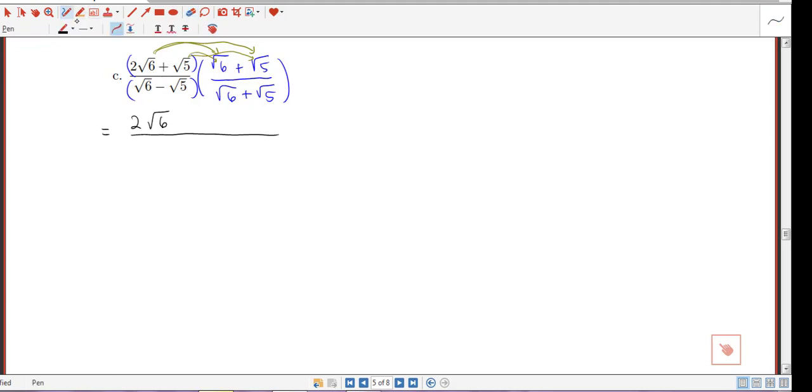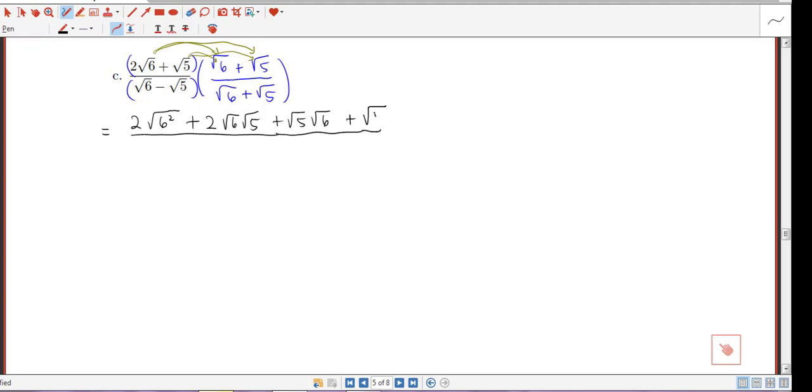Or you could put the 2 on the outside or the inside, it doesn't really matter. I'll just put it inside. Alright, and then what? 2 square root of 6 times square root of 5. So here you're going to have plus 2 square root of 6 square root of 5. I'm doing this step by step. And then the inner term is going to be plus square root of 5 square root of 6.